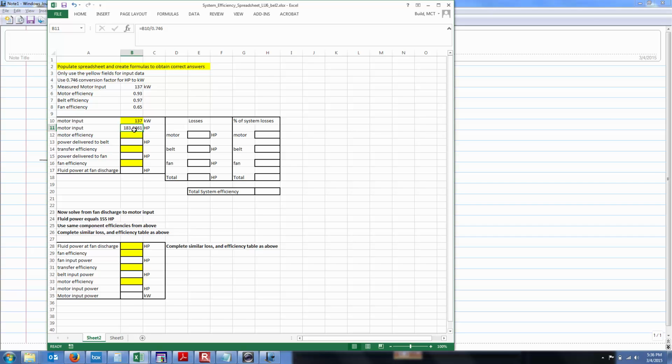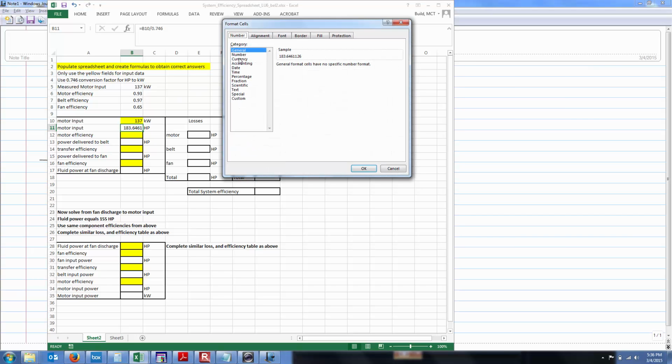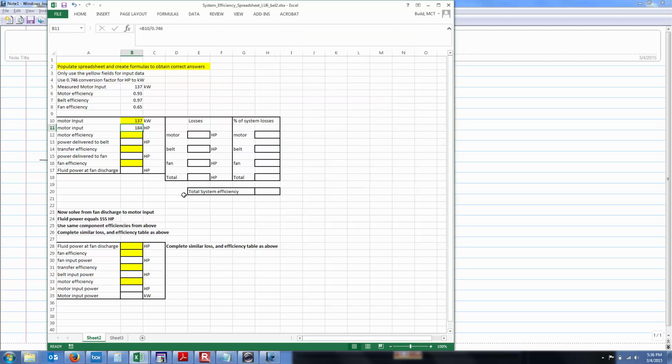So now I'm going to do a control 1 on this cell. The reason for doing a control 1 is so I can click on number and just get rid of these decimal points. It's just a little cleaner that way. All right. So now I know that I've got 184 horsepower flowing into the motor.